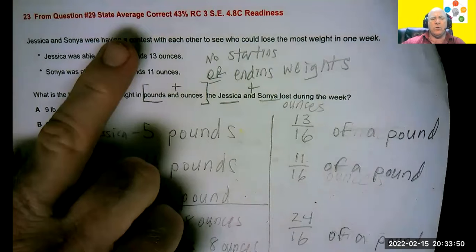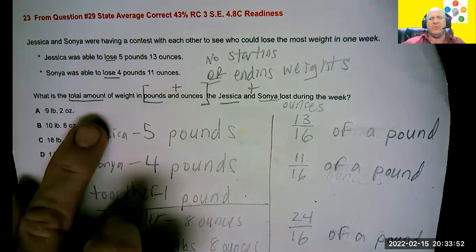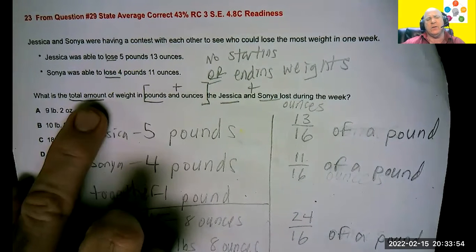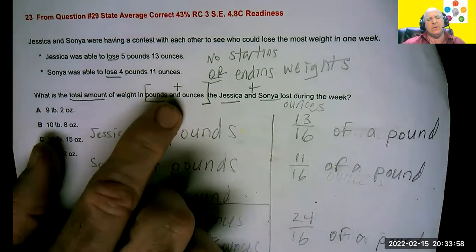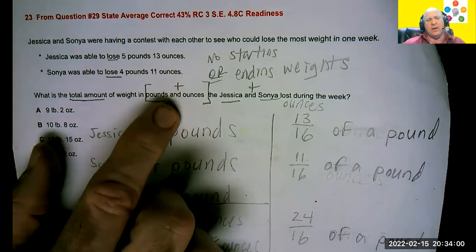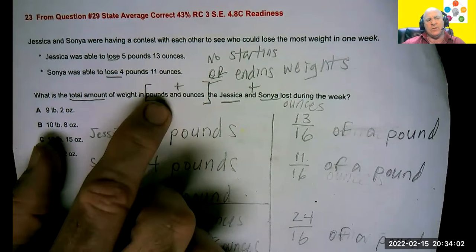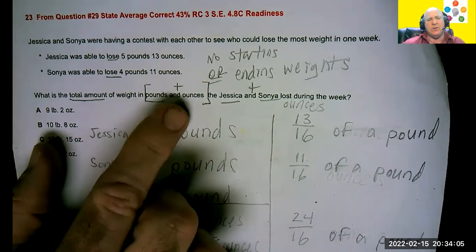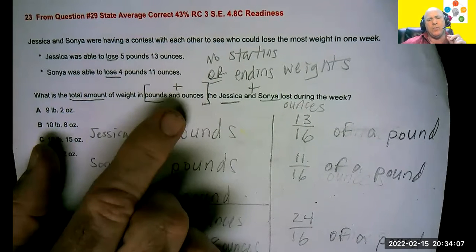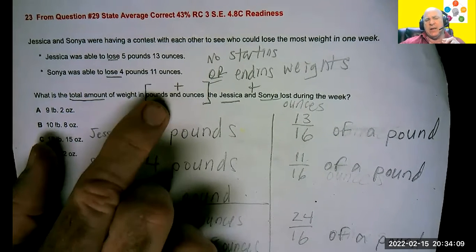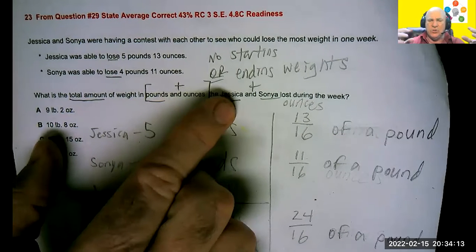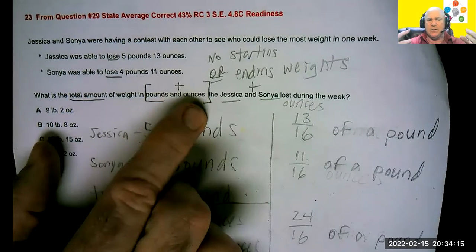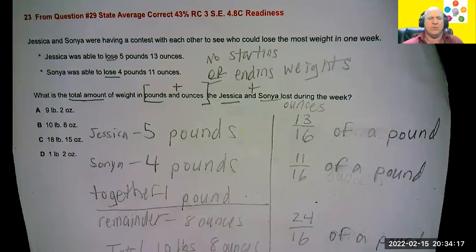What is the total amount of pounds and ounces? And so that's where the second thing went wrong. Since pounds are not the same keywords as ounces, the first thing you would need to do is figure out how many total pounds that Jessica and Sonia lost, then figure out how many ounces, do the conversion, then you can get your answer to the left.